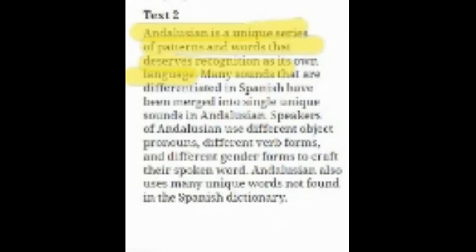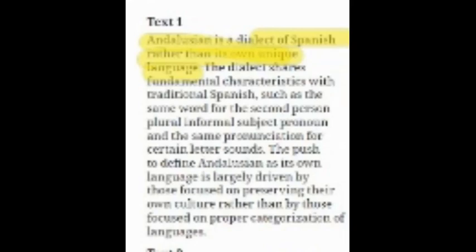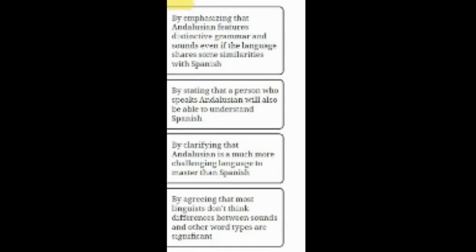As it's written, we may note that the author of text 2 would contradict some parts of what the author of text 1 is saying, that Andalusian is its own language, rather than a dialect of another language. And so looking at the answer choices, A says emphasizing that Andalusian features distinctive grammar and sounds even if the language shares some similarities with Spanish.